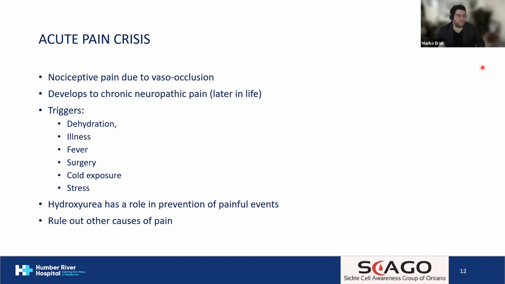So I'll mention a few more things. I talked about this. Acute pain crisis is usually down the nociceptive pain pathway, and it can develop into chronic pain later in life. Triggers can be anything. It's basically a stress on the body. And I've listed a few things like fever, dehydration, any sort of illness, or any acute surgery.